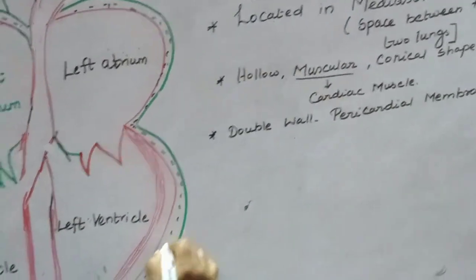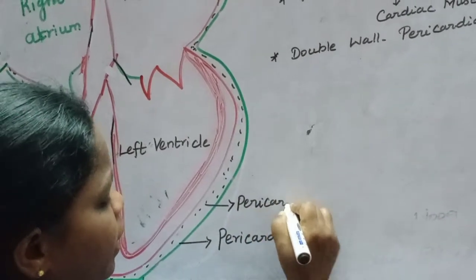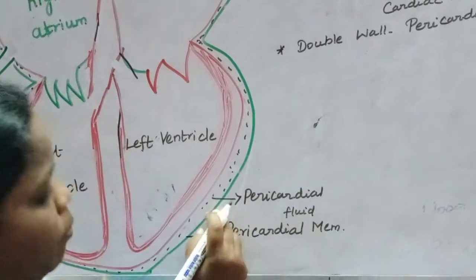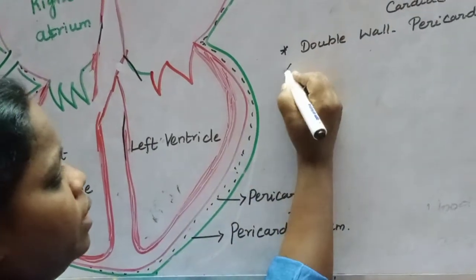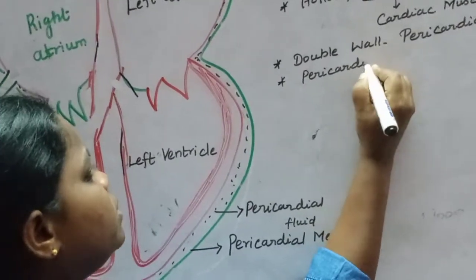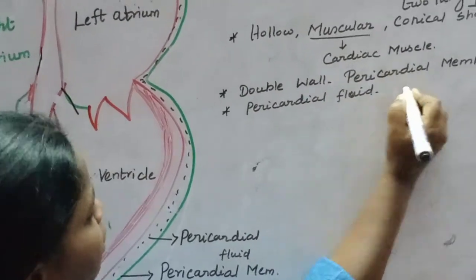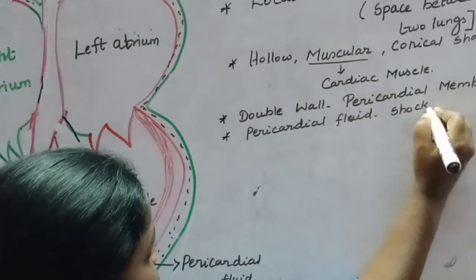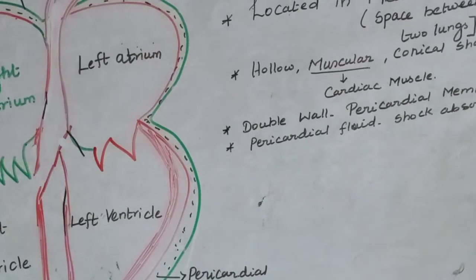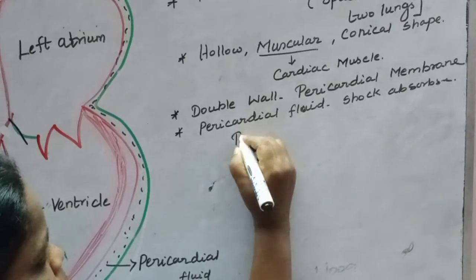In between the pericardial membrane, there is a fluid called pericardial fluid. Are you clear? What is the function of this pericardial fluid? It acts as a shock absorber, and it prevents the heart from mechanical injury.